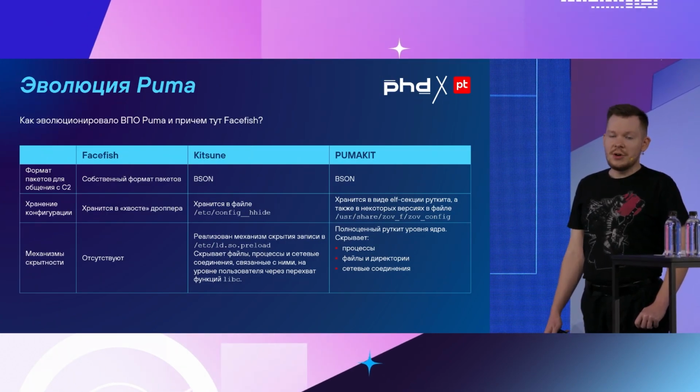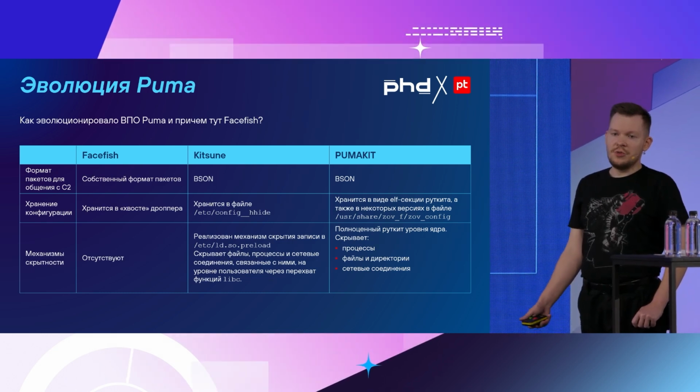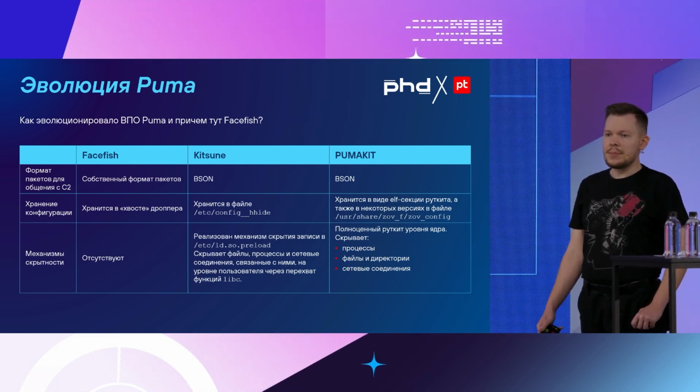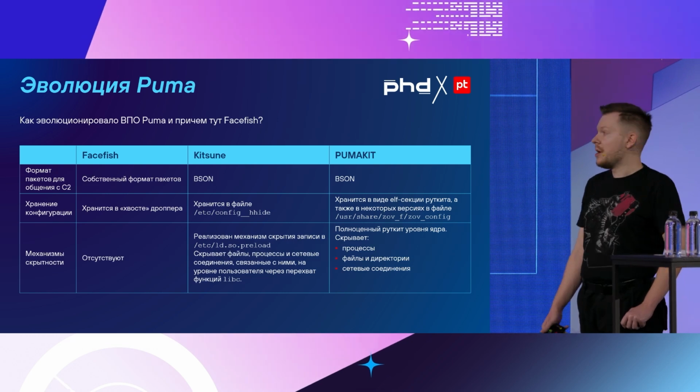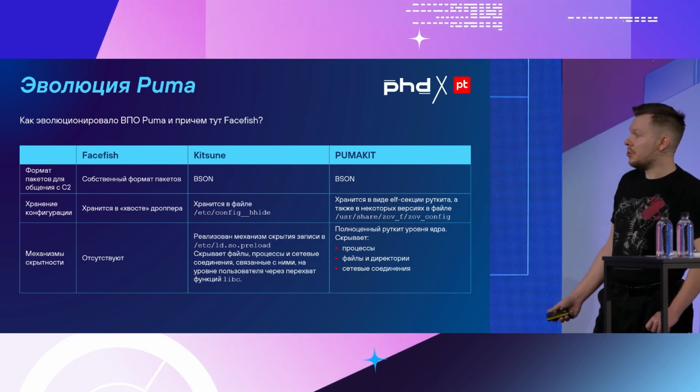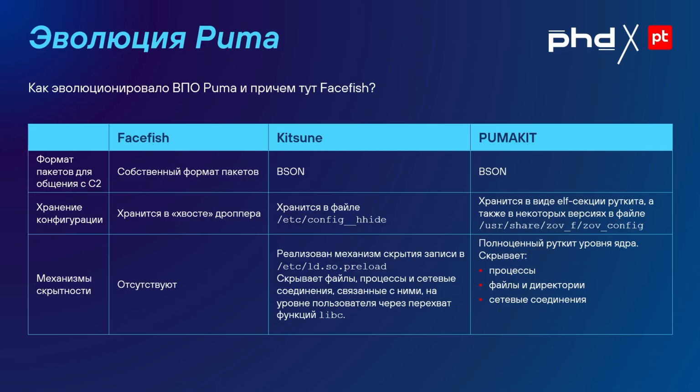Also, Facefish doesn't have stealth mechanisms. The only thing is that the dropper wipes its tracks in the system. Kitsune has a stealth mechanism. It's hiding its records in the file ld.so.preload. And on the user level, it conceals files, directories, processes and network connections that are connected with Kitsune. In Puma, they introduced full-scale stealth functionality on the kernel level for files, directories, processes, and network connections.